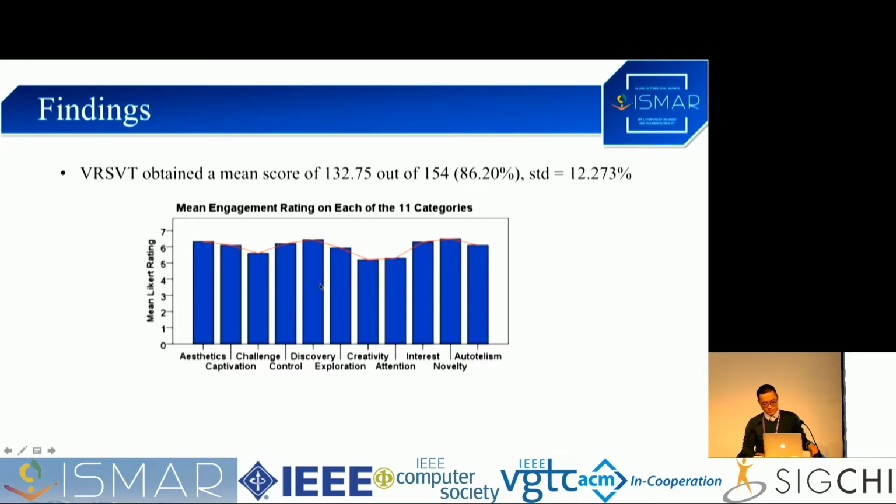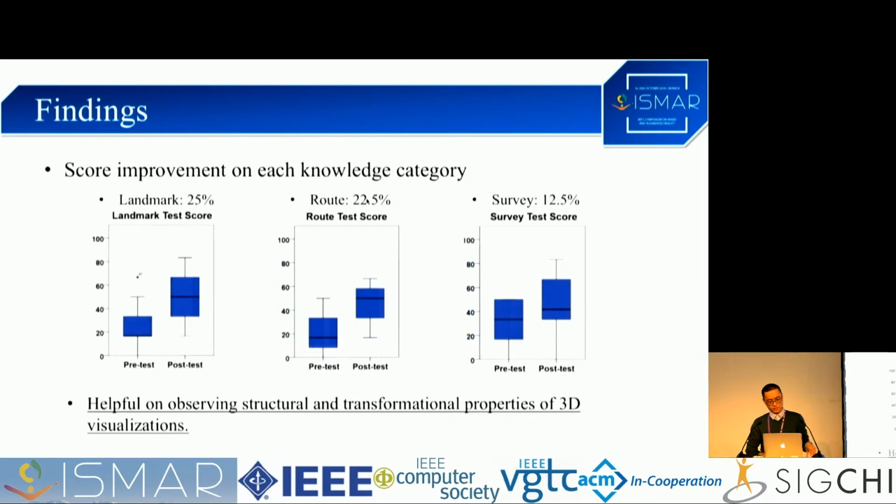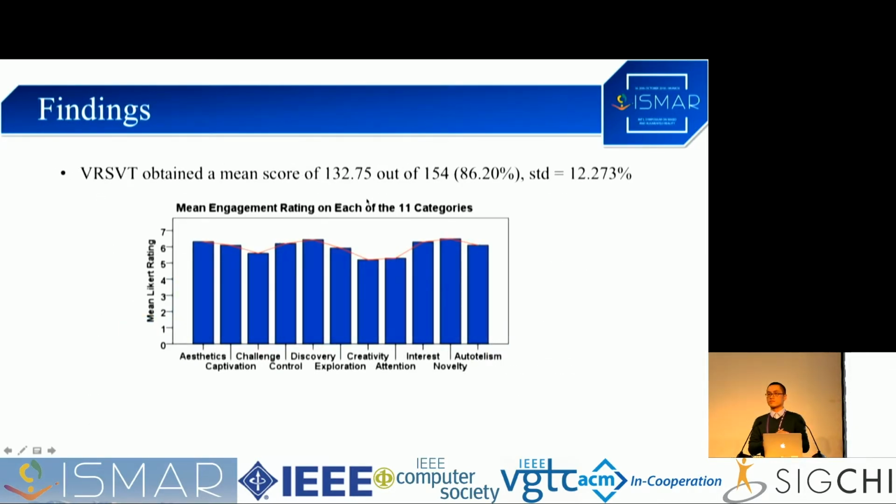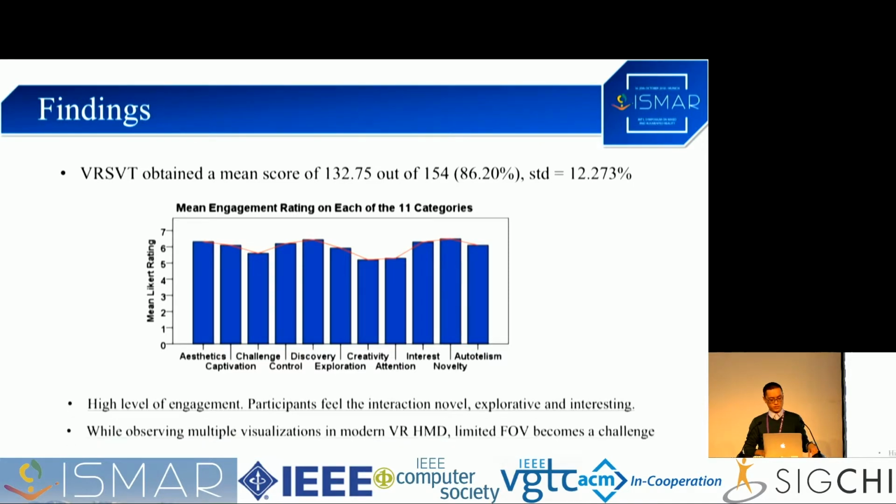However, it can be noticed that the tool was rated low on the attention category specifically, which is consistent with the lower improvement on the survey questions, as both of them indicate comprehension of multiple visualizations and the transformations of multiple visualizations. So here we can conclude, also based on the interview results, that participants are finding it hard to observe multiple visualizations at the same time.